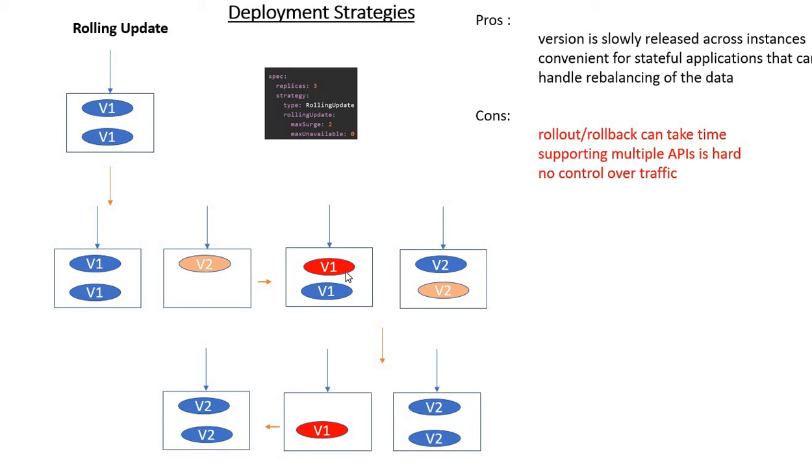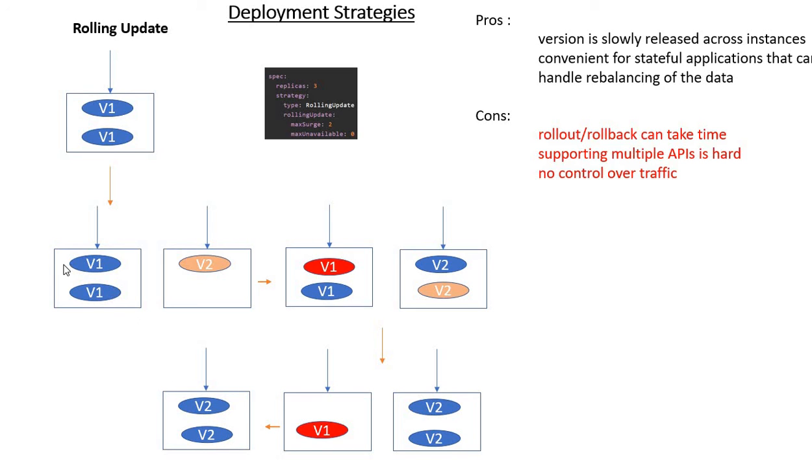Then I introduce another pod, because at any time I can have 3. I have 2 and max surge is 1, so the same thing happens again. This new pod is not available yet. Once it is available, I kill the other old one. This way, the 2 new pods are live and the cluster is cleaned up, so all the requests go to the new version.